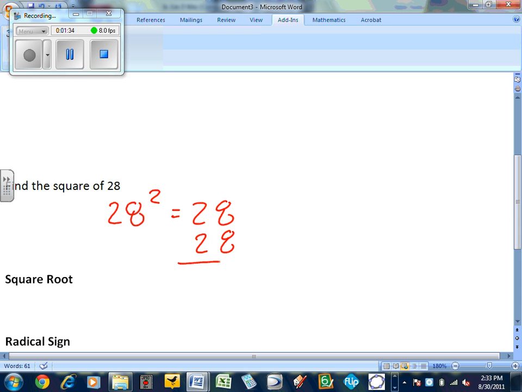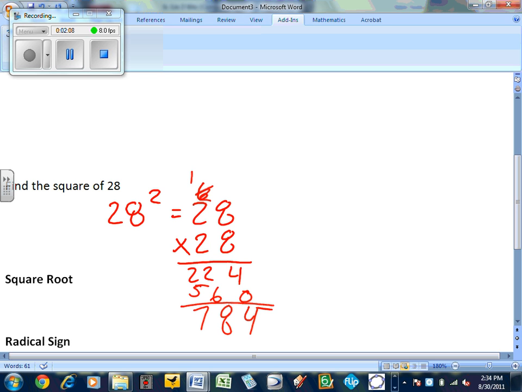And I'm going to write it like this so I can do some longhand multiplication. So 8 times 8, 64. 8 times 2 is 16, plus 6 is 22. Whoops, no, that wasn't right. Sorry. Try to do it the quick way. Sorry. Okay. So 784.